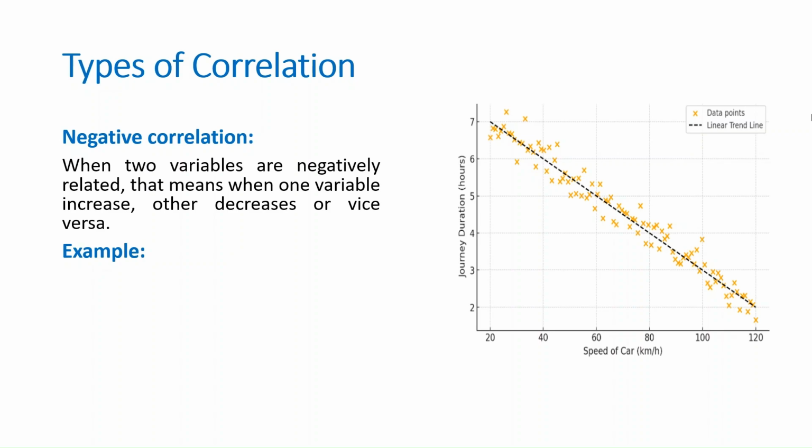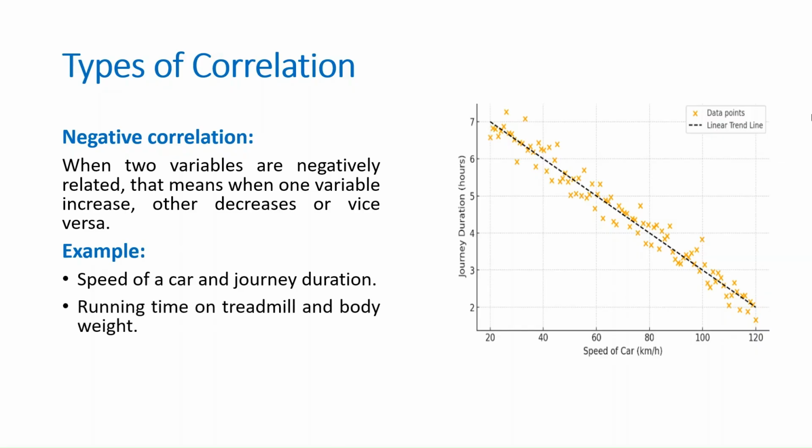So this is the scatter plot. Here we can see when speed of car is around 120 kilometers, journey duration is very less. It is near about 1 hour. But when the speed of car is 20 kilometers, the journey duration is 7 hours. What are the examples? Speed of a car and journey duration, running time on treadmill and body weight. Increase in the time of running on the treadmill will decrease your body weight. So the direction of change of the two variables is opposite. So they are negatively correlated.